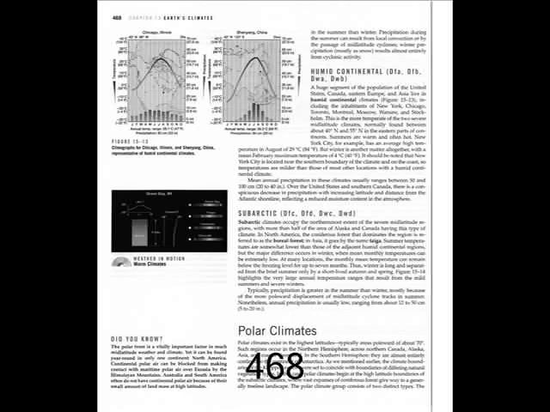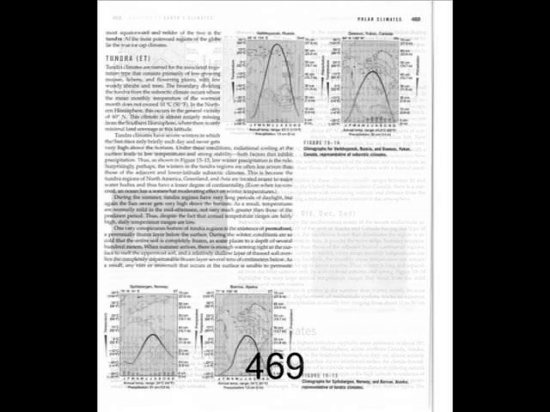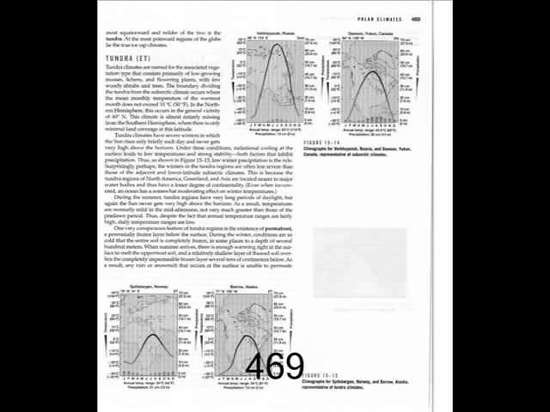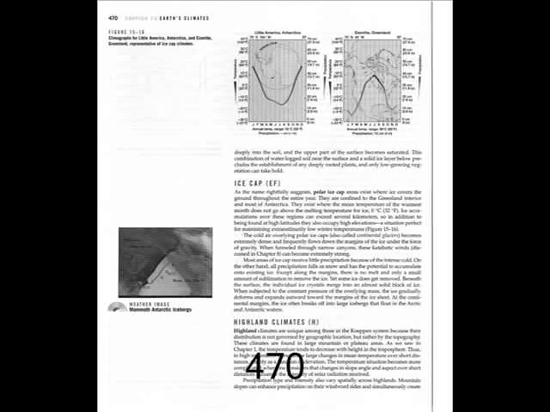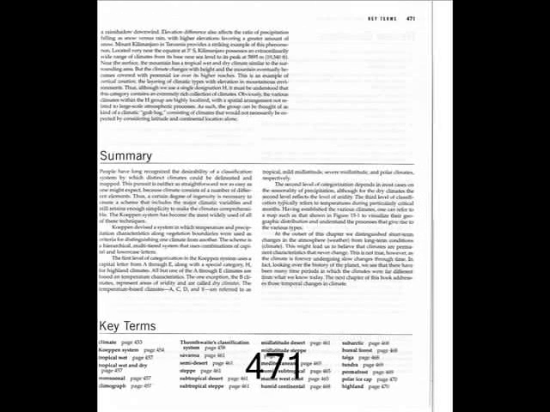But then you move on to your type E climates on page 468, which are your polar climates. These are places like ice caps and tundra, which have a very specific climate type and very little vegetation. And then there are the highland climates, which are your type H climates. And then that's just summarized.